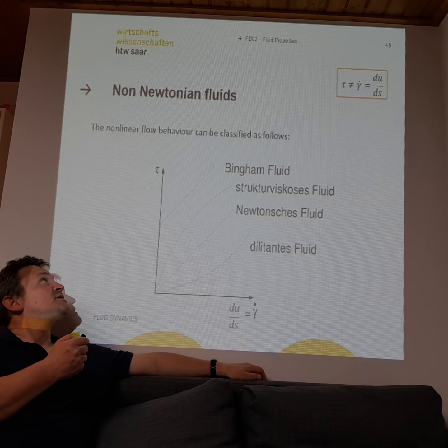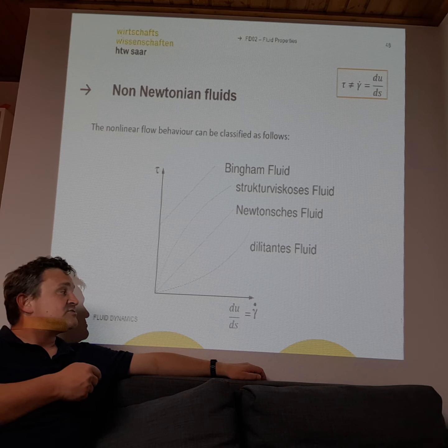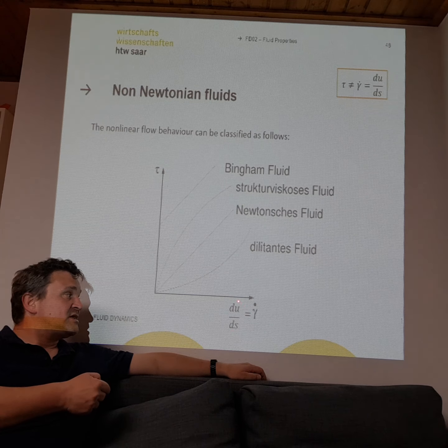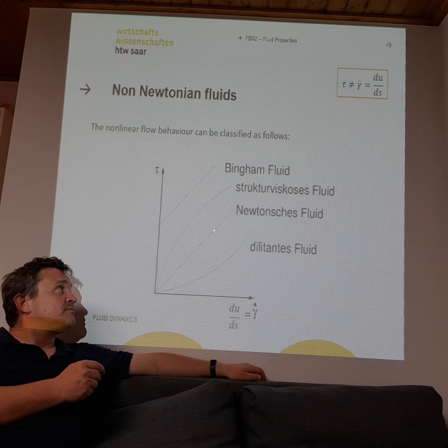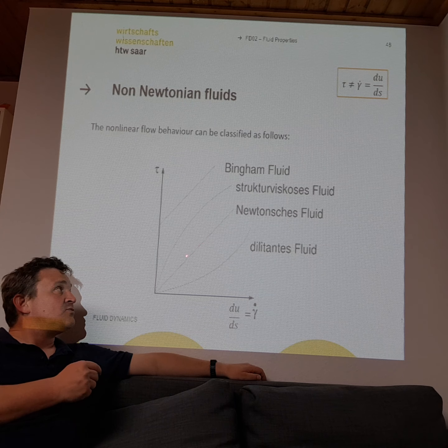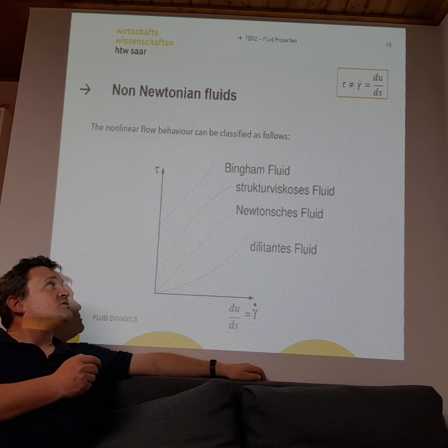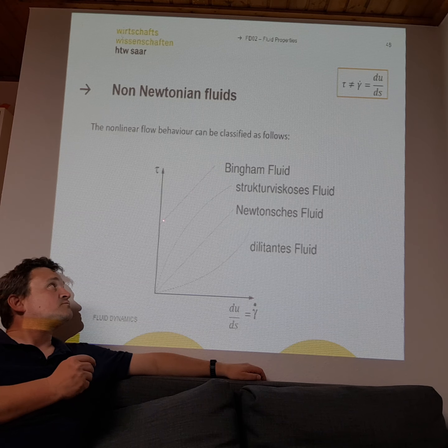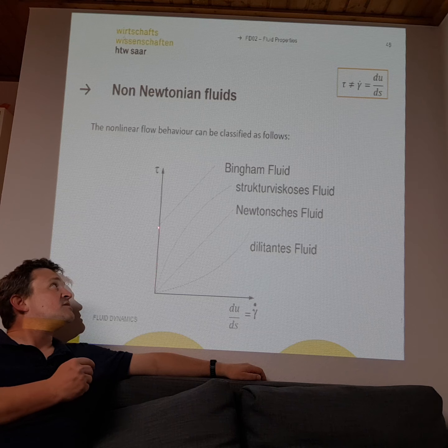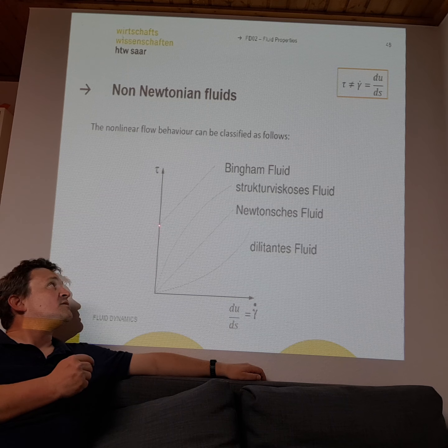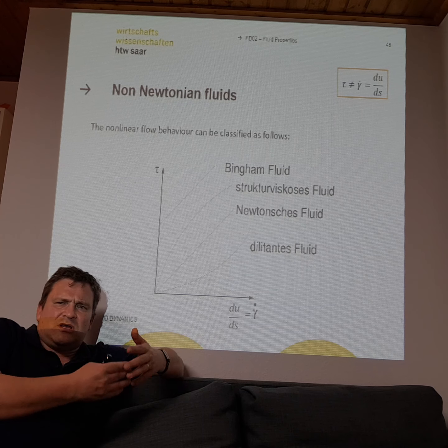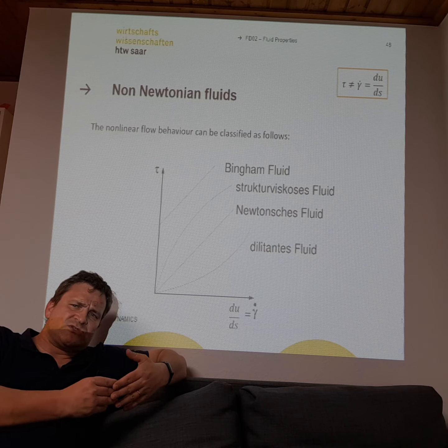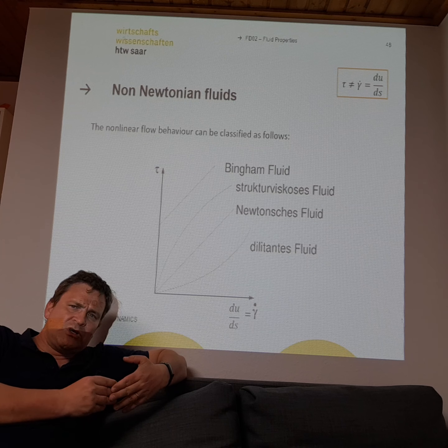Here we have again our shear stress, we have our velocity gradient inside the fluid, and if we have a linear behavior and a linear dependency between those, we have a Newtonian fluid. We can also have a Bingham fluid where we have an offset here. We need an initial shear stress. How can I describe this? I want to give you an example.